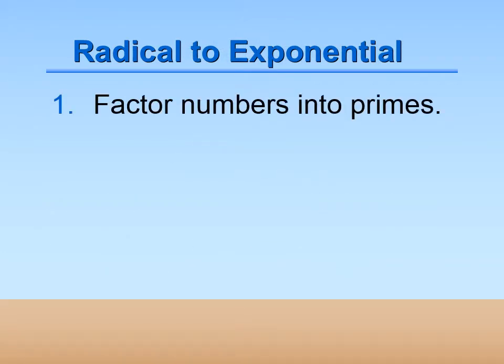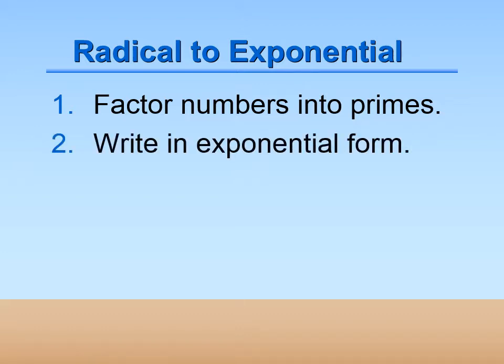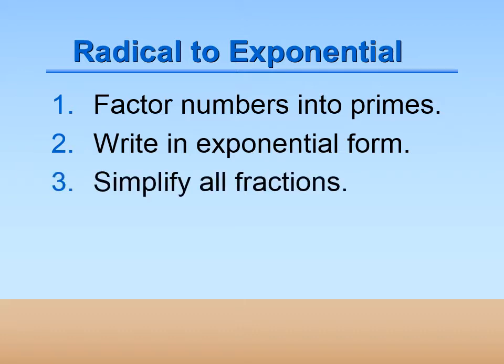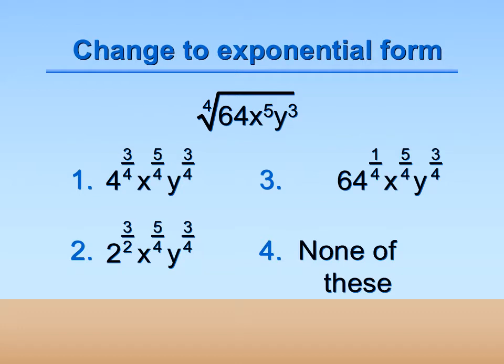All right, so how do we go from radical to exponential? Number 1, we factor numbers into primes. Number 2, we write in exponential form. Number 3, we simplify all fractions. Let's look at an example. We have the fourth root of 64, x to the 5th, y to the 3rd. The first thing we want to do is change 64 into a prime factorization.